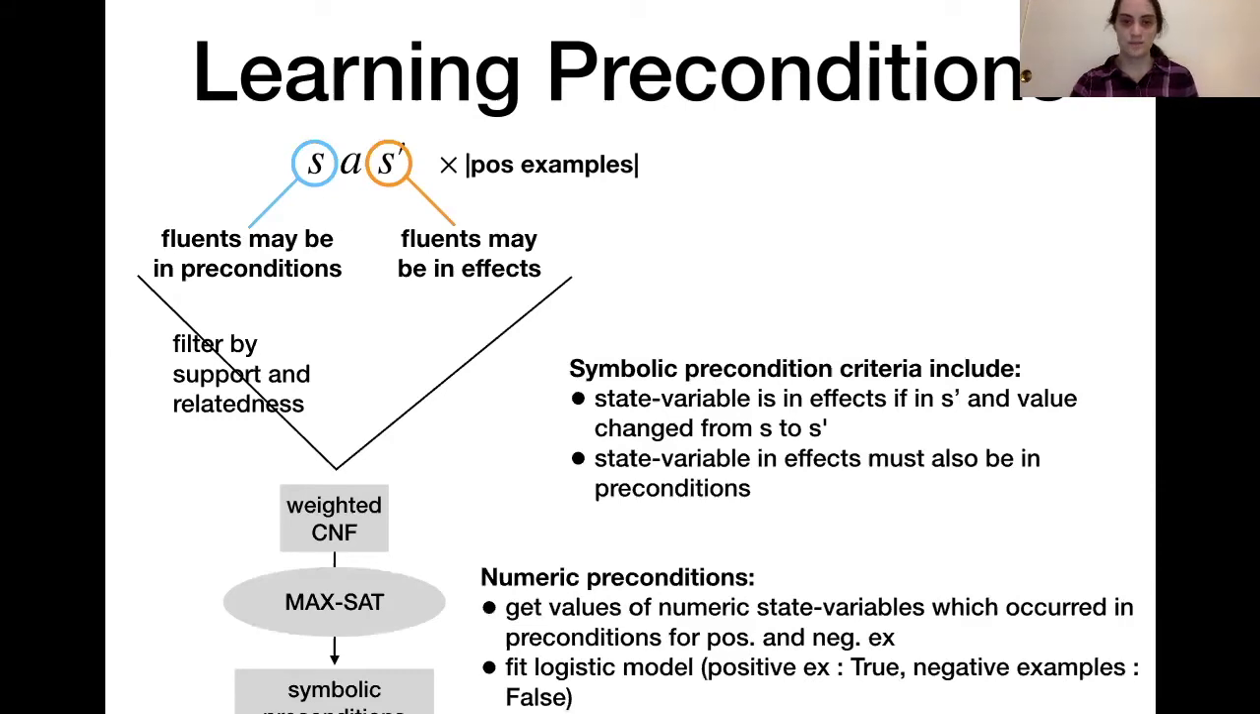which we then use to decide which of the numeric state variable values are used to fit the logistic model, which outputs the numeric precondition function. The logistic model is fit to two classes. The positive examples are the true class, and the negative examples correspond to the false class.